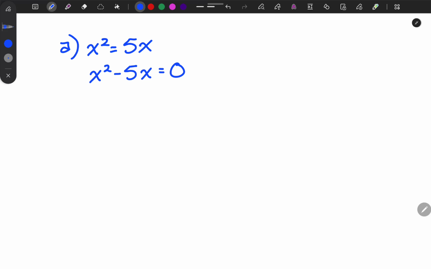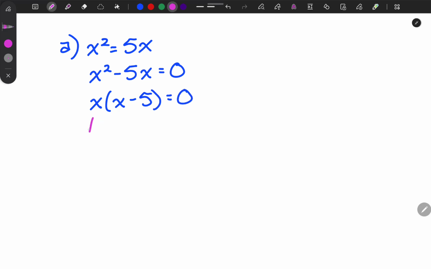All right, let's work through these in a little bit of empty space, starting with a. For a, we have x squared equals 5x. We rearrange to put everything on one side of the equation. So x squared minus 5x equals 0. To factor this, we only have two terms, so let's look for a greatest common factor like x, leaving us inside the bracket with x minus 5, and that is still equal to 0.